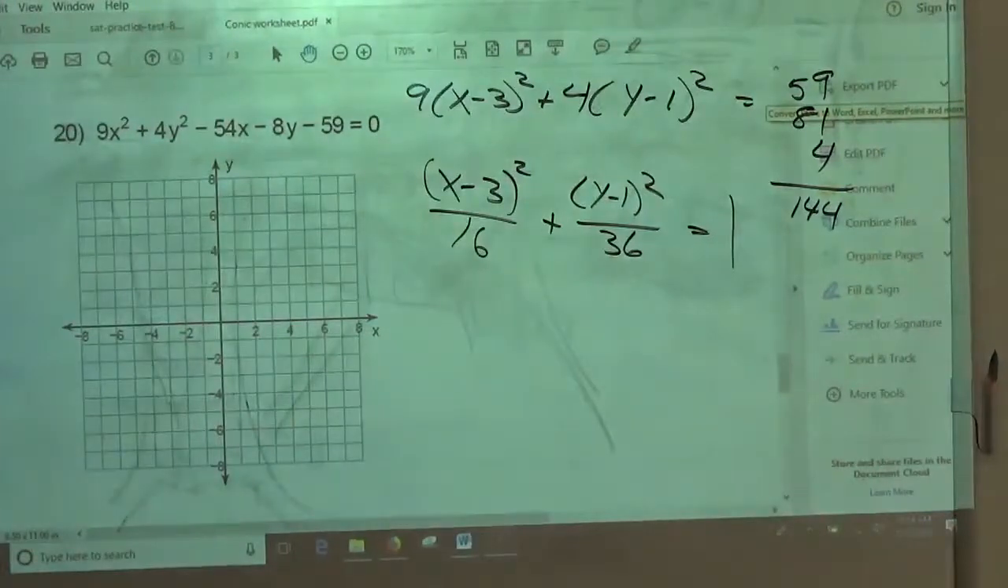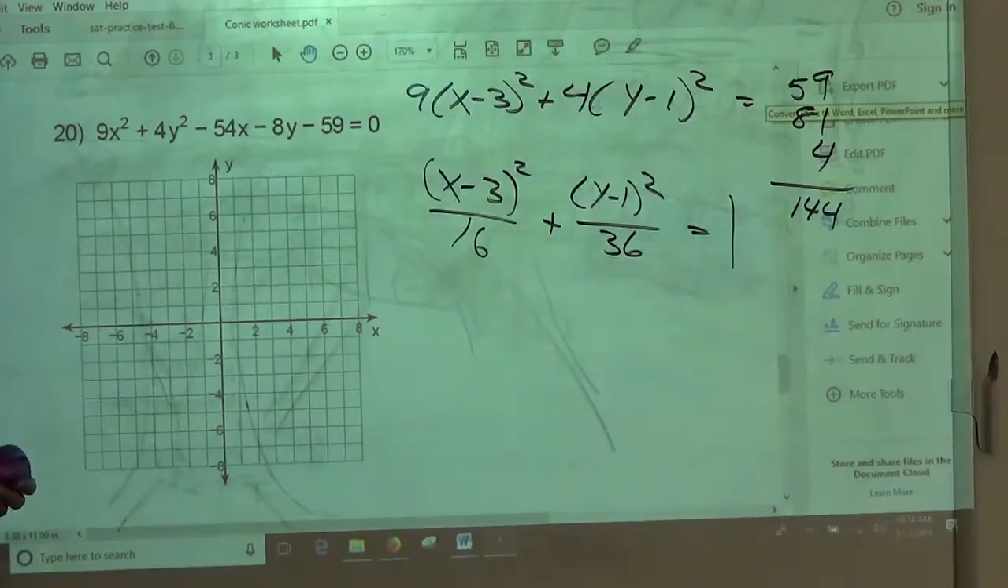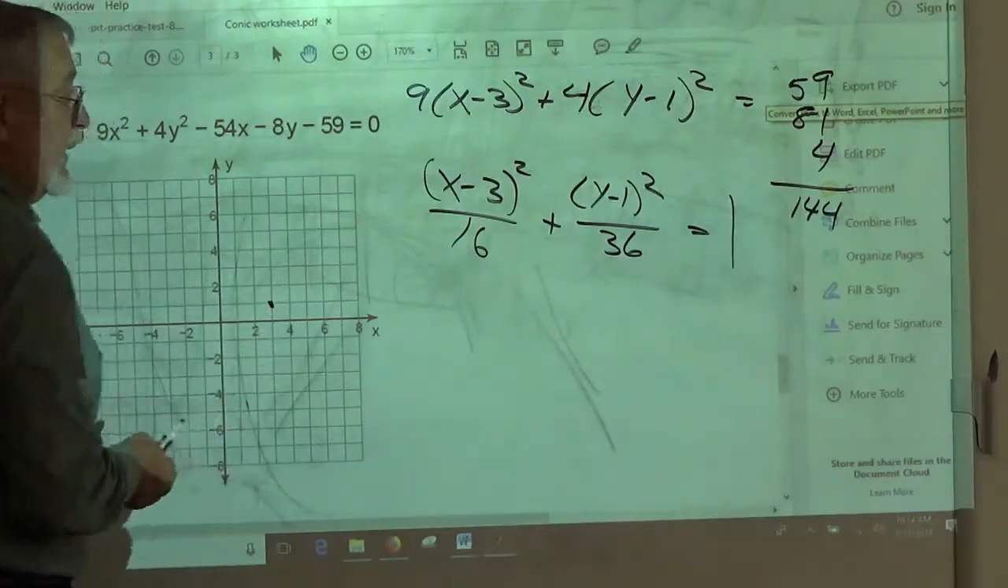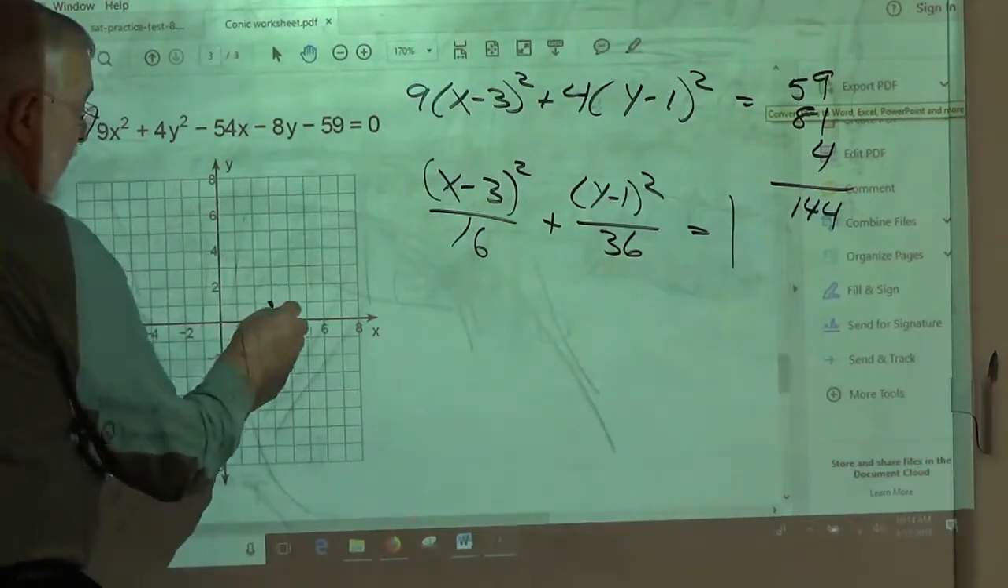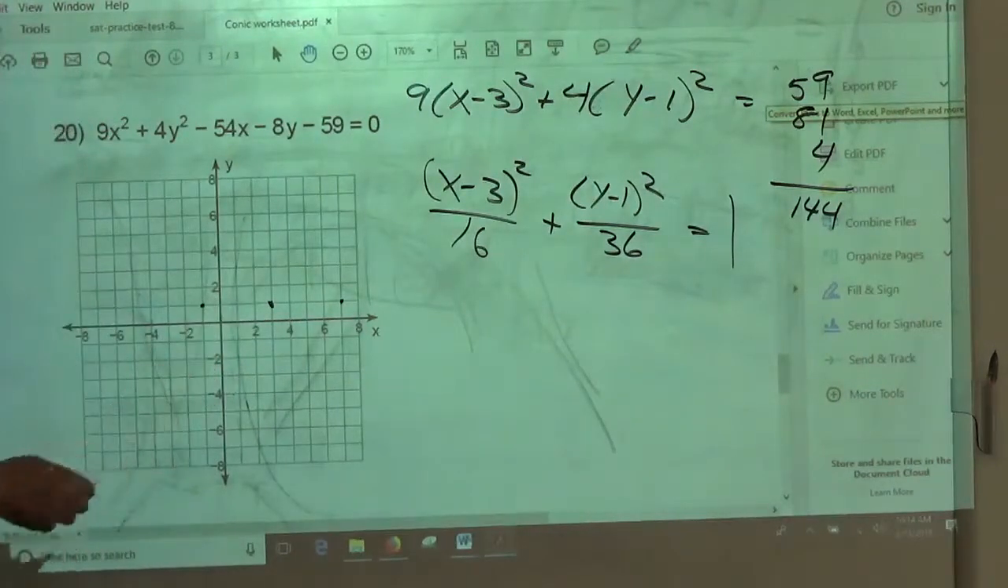So what do I plot? Where's the center? 3, 1. Opposite, opposite. Right. So the center's at 3, 1. What's the length along the x-axis? 4 in each direction. Dot. 1, 2, 3, 4. And along the y?